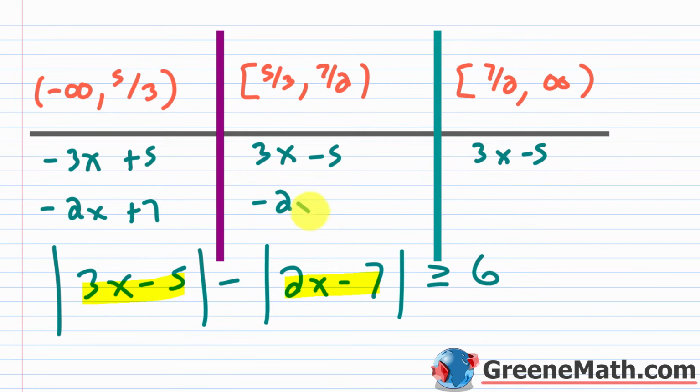So this is negative 2x plus 7. But then once we get here, it's non-negative, right? If it's 7 halves, then it's 0. Anything larger is positive. Again, same rule for that. So just drop the absolute value bars. It's 2x minus 7.